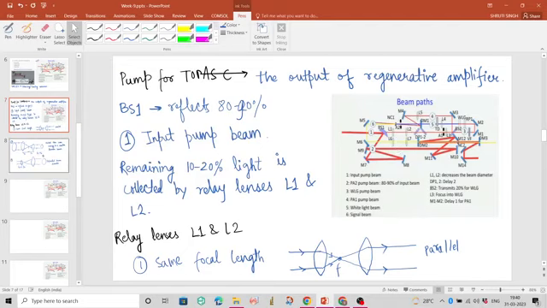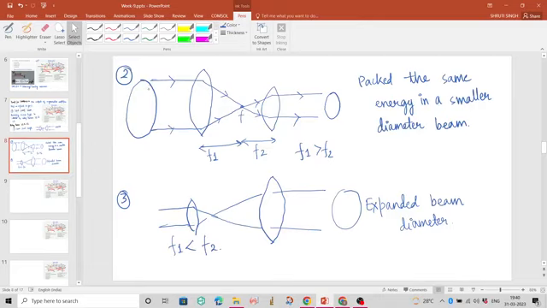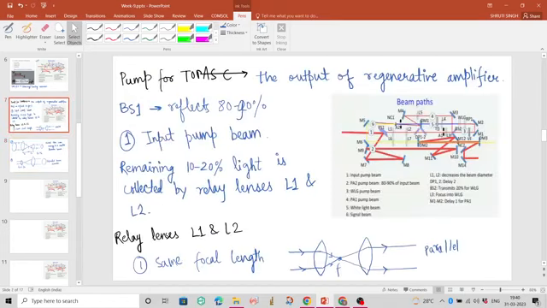Because we need to reduce the beam size or the beam diameter, so that it will be helpful in the next set of optics. So that's why these L1 and L2 are the relay lenses, in which L1 is a lens of larger focal length. So now the next part will be, so we have discussed till now that the input pump beam comes, hits the beam splitter, and from here 80% light is reflected and 20% is transmitted, and here there is a change in the beam diameter.